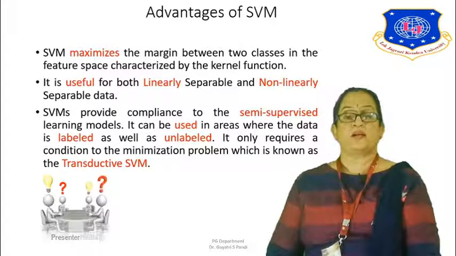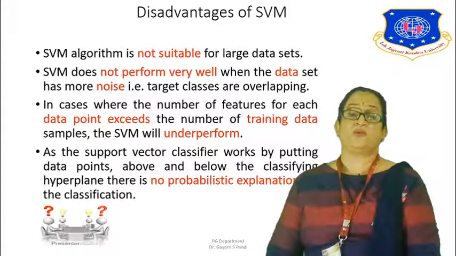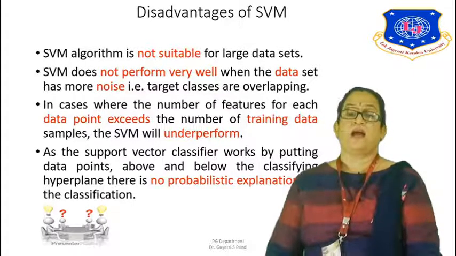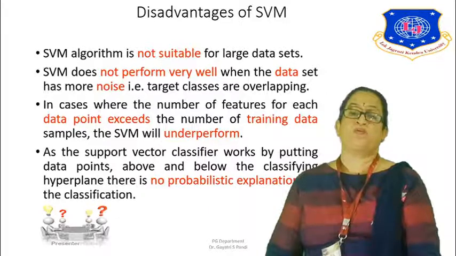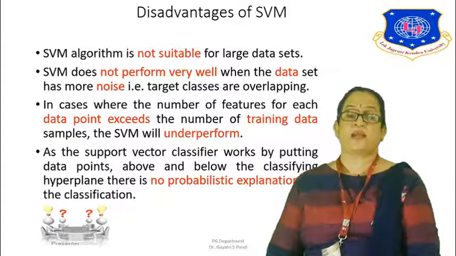So it only requires a condition to minimize the problem, which is known as transductive SVM. It's termed as transductive SVM. So it is basically a minimization problem. And as I told you, our system has advantages, it is also going to have disadvantages. One of the major limitations of SVM algorithm is it is not suitable for large data sets, and it does not perform very well when the data set has more noise, and basically with the noise what happens is the target classes will overlap. And in cases where the number of features for each data point exceeds the number of training data set samples, then SVM is not going to perform well. In such cases it can underperform.